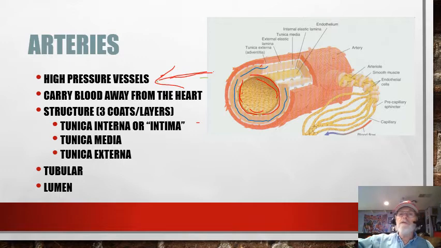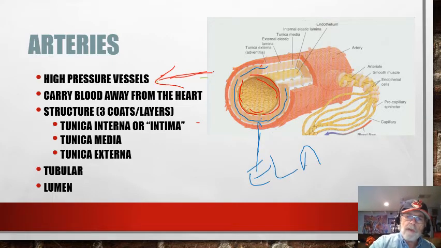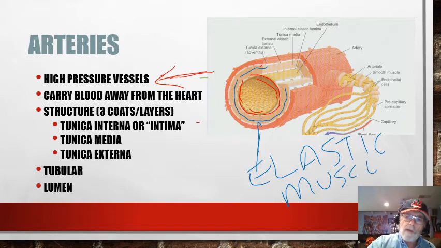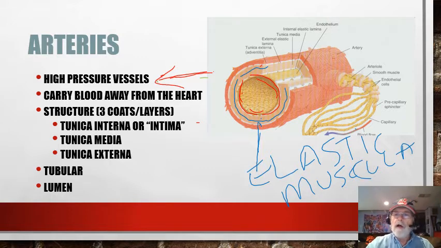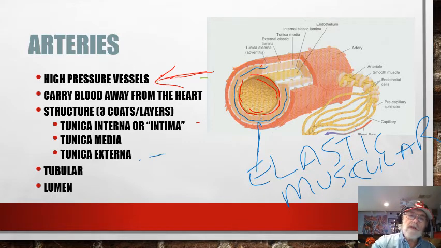When I get further out to the periphery, close to the area of the arterioles, we start to change that media. Instead of being very elastic, it becomes more muscular, and we'll talk about why that happens. The externa is basically the area around the outside.